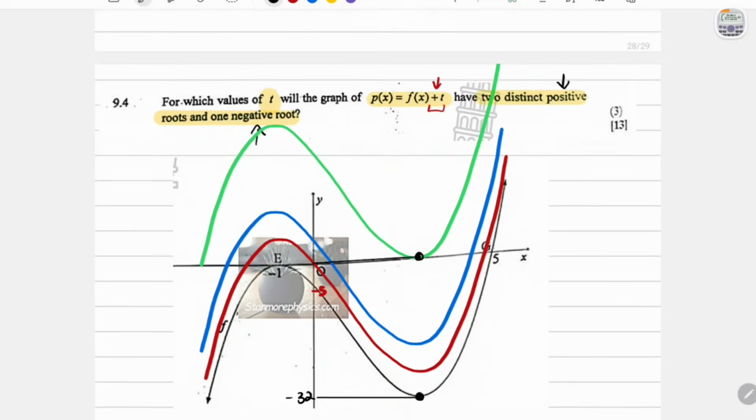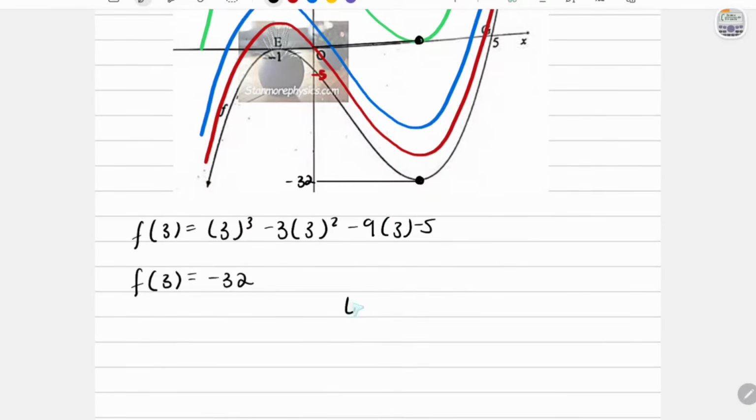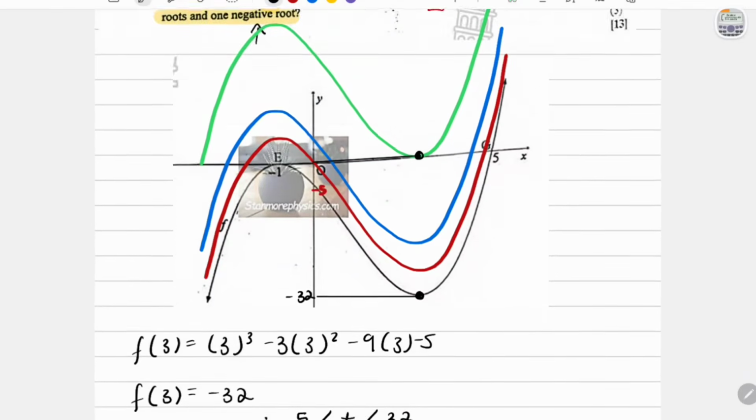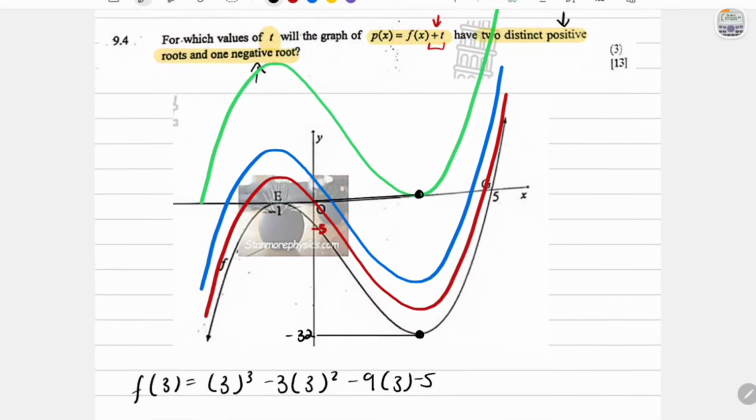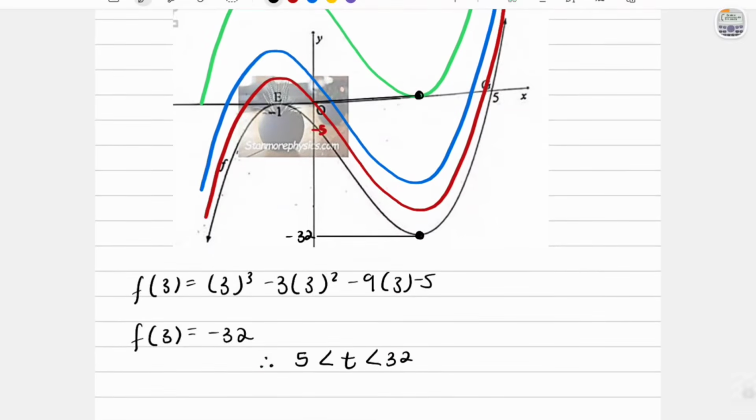So how we would write the values of t is like this. t should be bigger than 5, it should be more than 5, but it must be less than 32. Move it anything more than 5 units, but nothing more than 32 units, and that's your answer. Okay, so that is the last question for question 9. Then we finally move on to question 10, which is our last question for calculus.